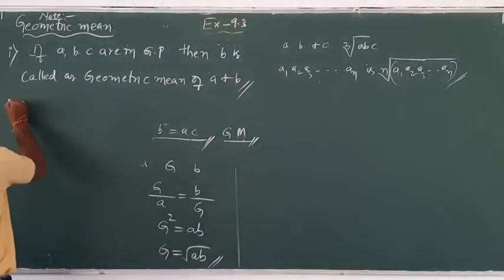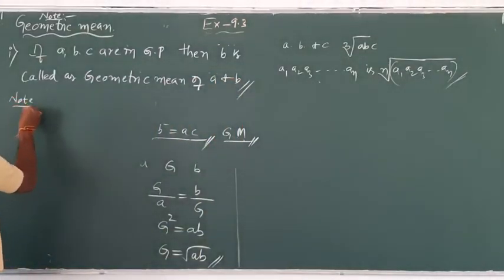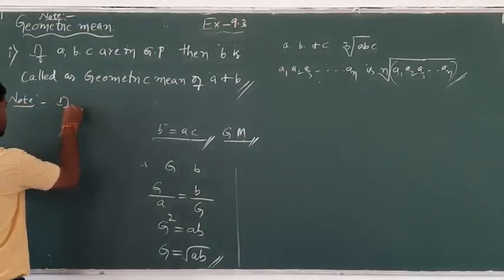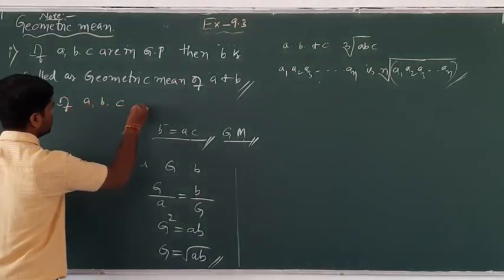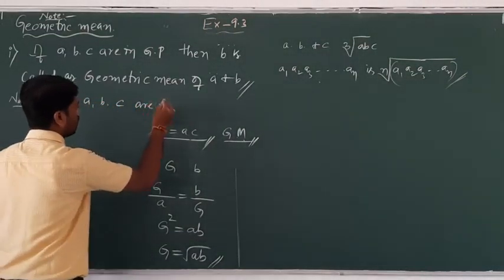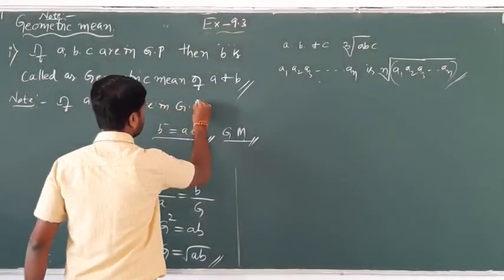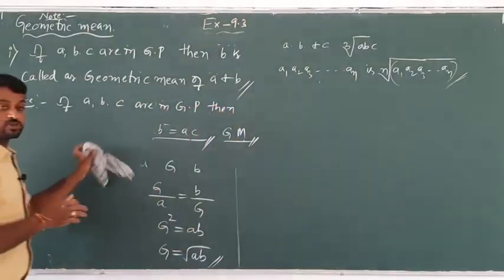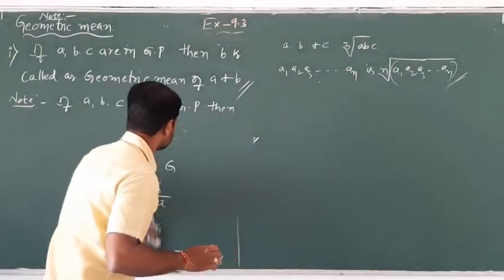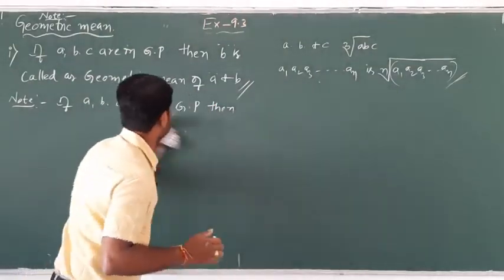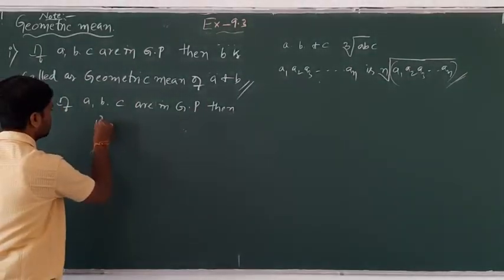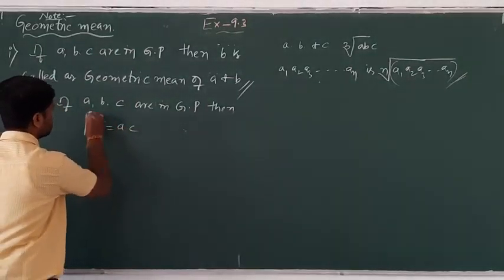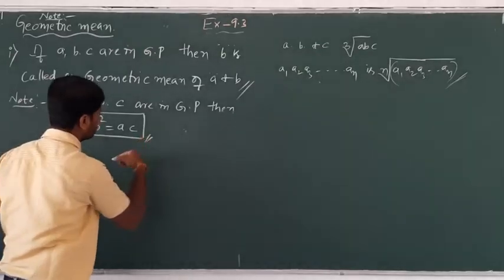And also a sub note, write the note: if a, b, c are in GP, then tell me what is the condition? Yes, obviously b square is equal to ac. Then b square is equal to ac is one of the very important concepts.